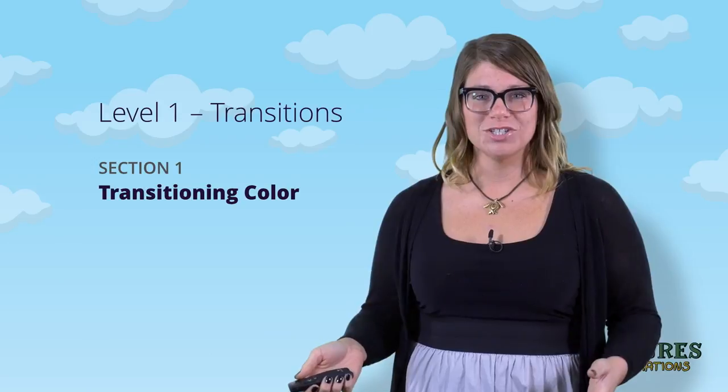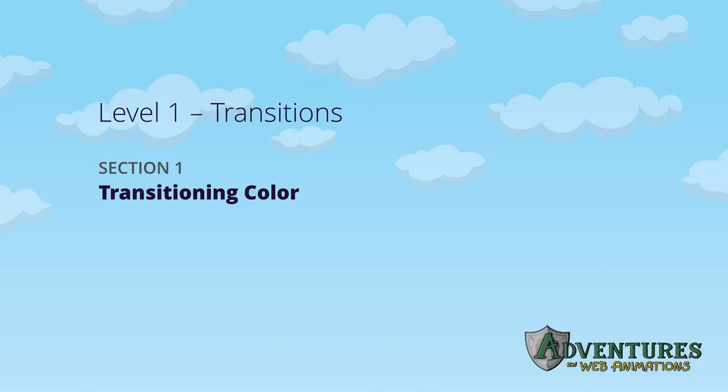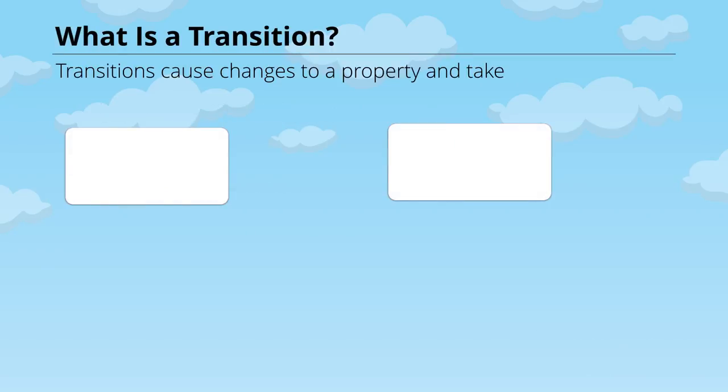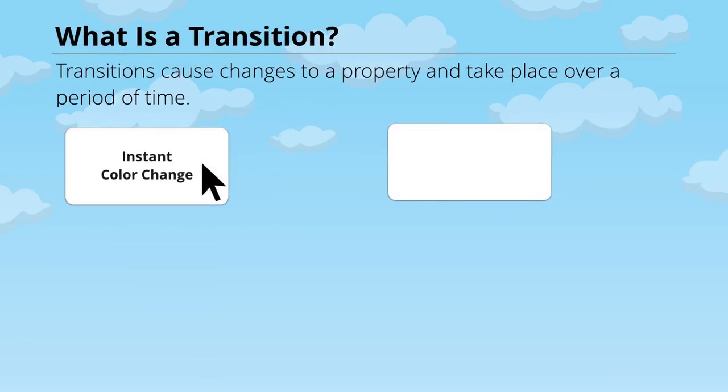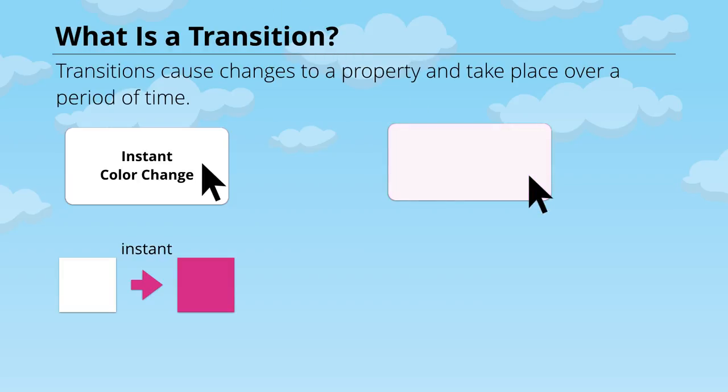Welcome to Level 1 Transitions, where we will be talking about transitioning color. Transitions cause changes to a property to take place over a period of time. So for instance, instead of an element changing color from white to pink instantly, transitions will cause this to take place over time. This period of time is referred to as a duration.